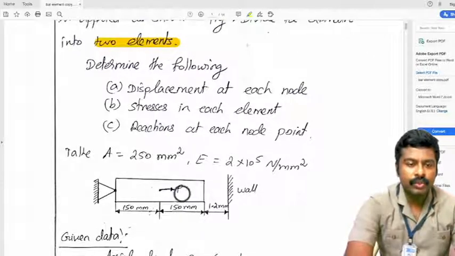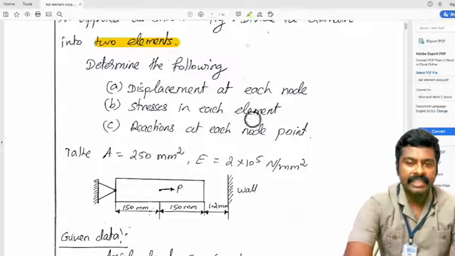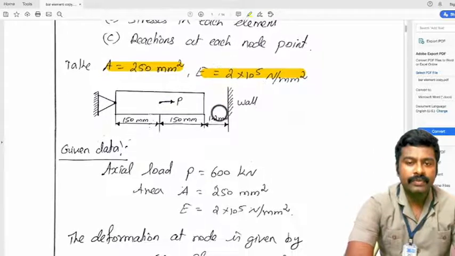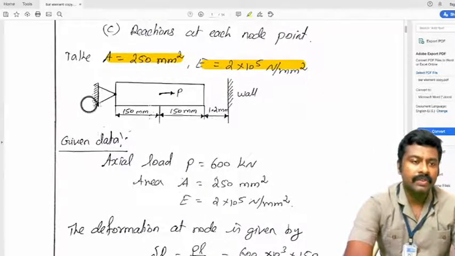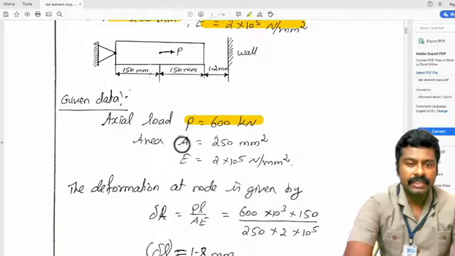Two elements means there are three nodes, node 1, 2, 3. Therefore, displacement at each node means here we have to find U1, U2, U3. Stresses in each element, there are two elements, and reactions at each node point. Take area equal to 250 mm square, E equal to 2 into 10 raised to 5 Newton per mm square. Given data: axial load P equal to 600 kilonewton, area, Young's modulus.